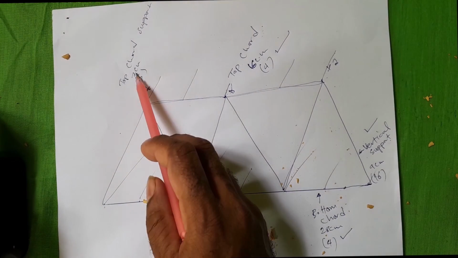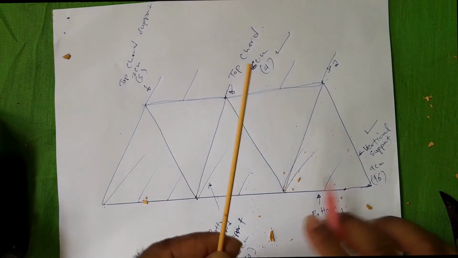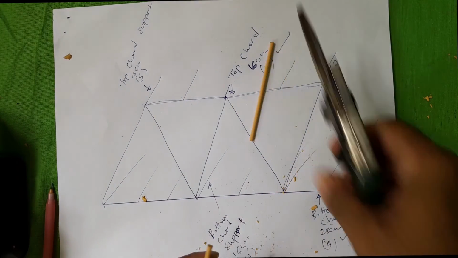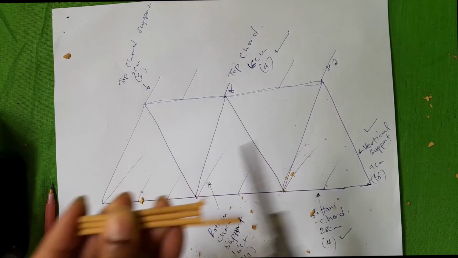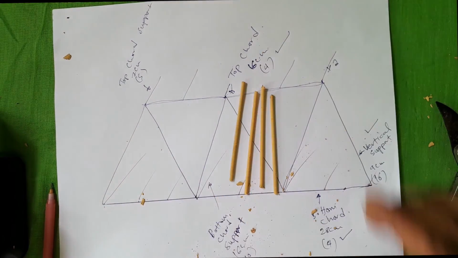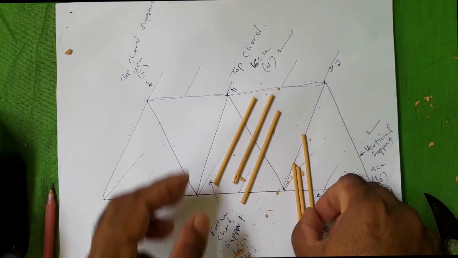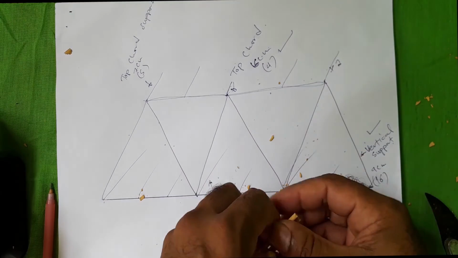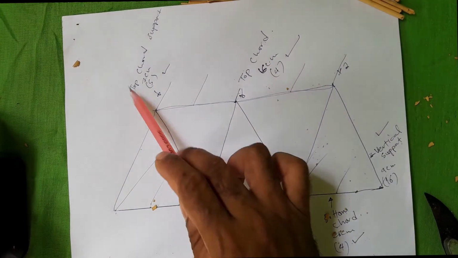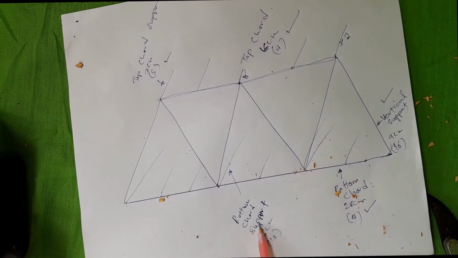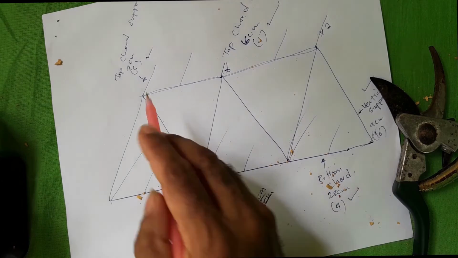So once we have the vertical support, we'll look at the top coat support, and it's 7 centimeters and we need 5 pieces. Once we have all the 5 pieces, we move on to the bottom coat support. They are also 7 centimeters and we need 10 pieces of sticks to build it.